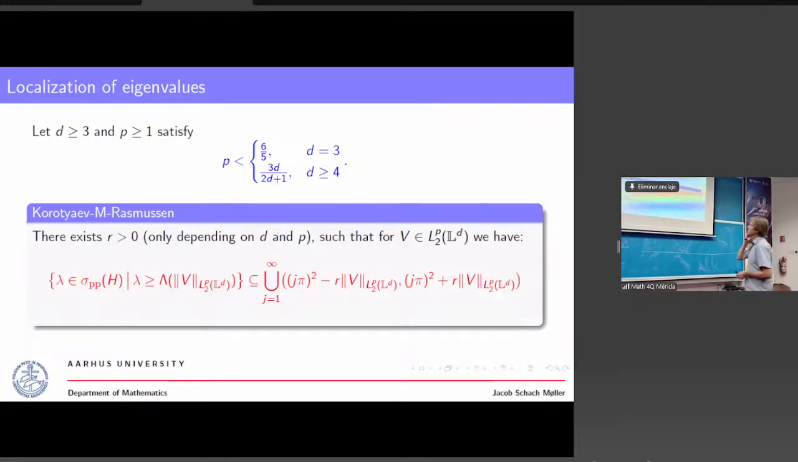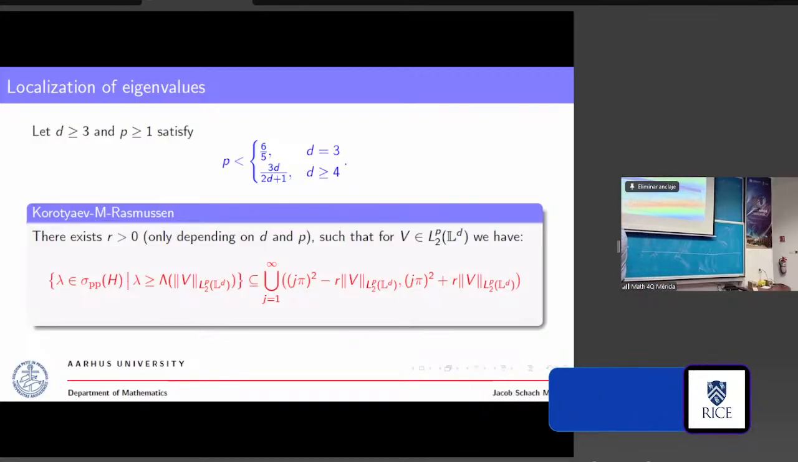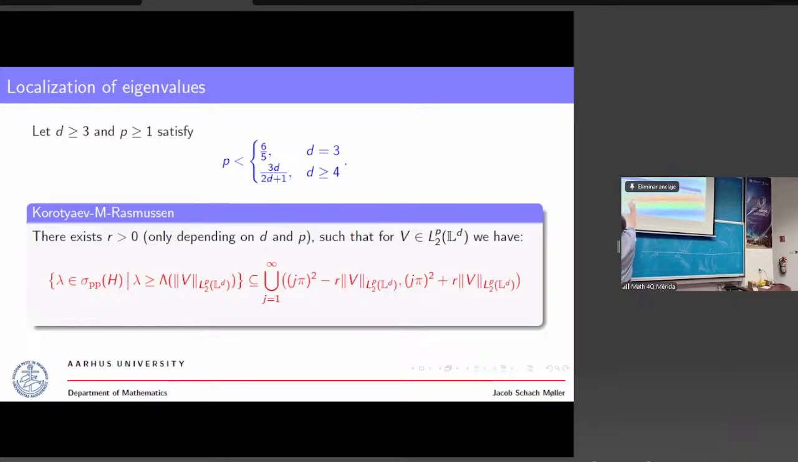Okay, so then comes the main theorem here. Forget about the conditions, maybe except that we're in dimension 3 or above. Forget about the condition on the exponent p. So what this statement tells you is where the pure point spectrum of the perturbed Schrödinger operator can be, at least above a certain energy lambda. So there is some cutoff. Here we are not talking about what's happening below, we're talking about what's happening above. So the pure point spectrum has to be in some intervals around the Dirichlet eigenvalues.